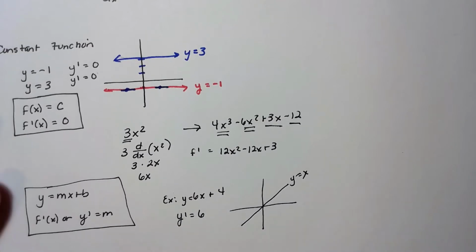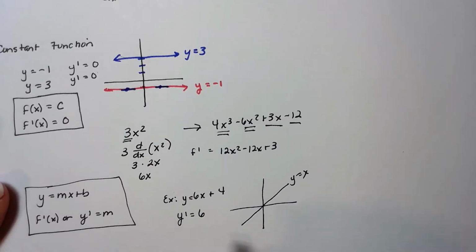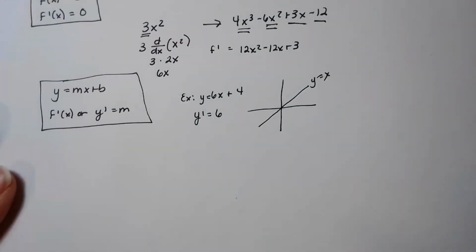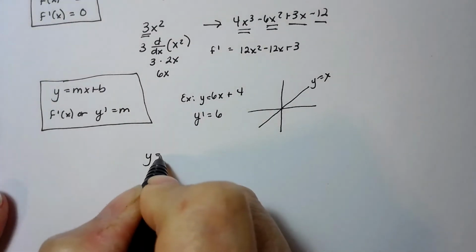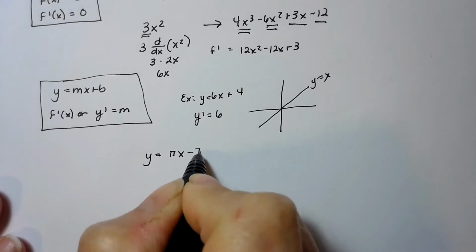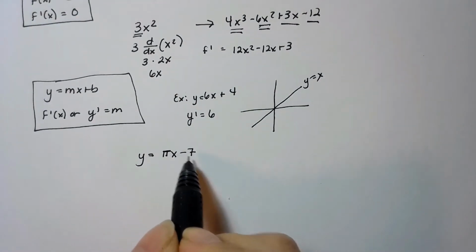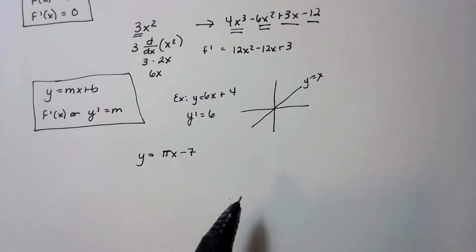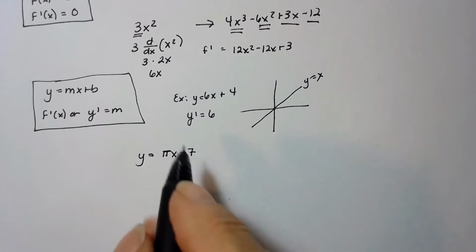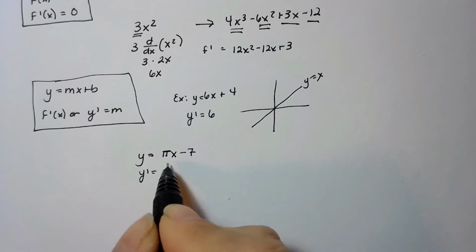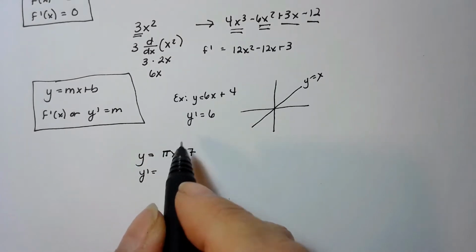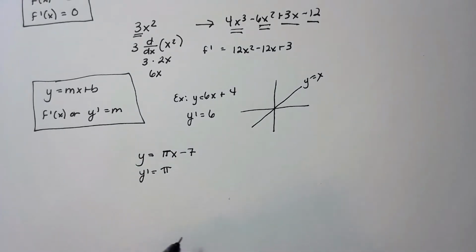Here's another cute example of a linear function. Y equals pi x minus 7. Now, you don't see pi times x. You don't see a linear function that looks like this very often. But what's the derivative? The slope here is pi, right? 3.14, so the derivative is pi.